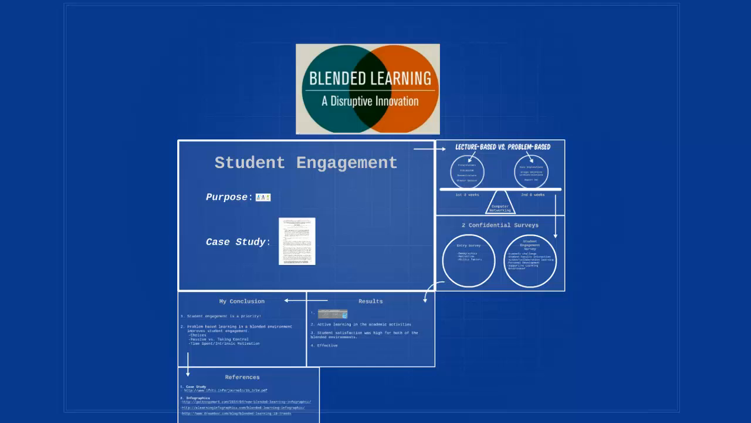In this video, I'm going to be discussing blended learning, specifically student engagement for Module 1 for our Introduction to Blended Learning course here at JTHS. The software or digital format that I'm using to document the main points of the article I chose today is Prezi. Let's go ahead and get started.